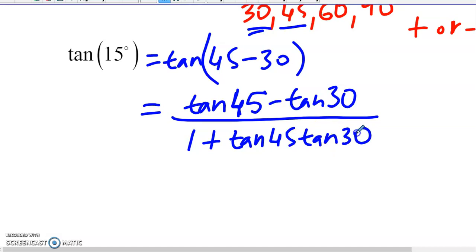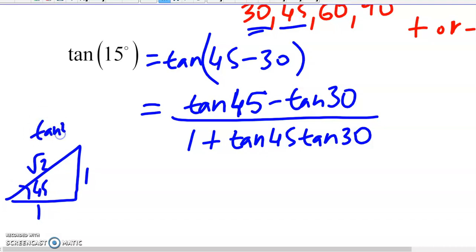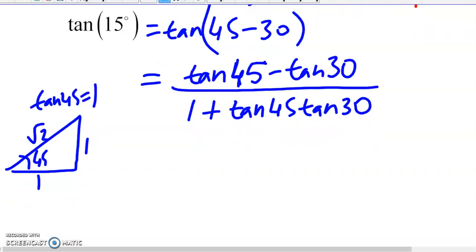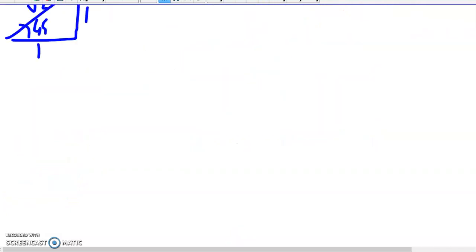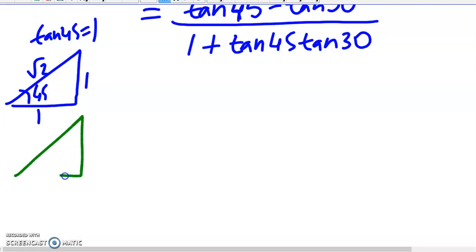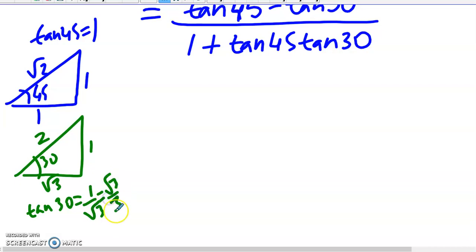Okay, so let's draw our triangle. So 1, 1, square root of 2, this is the 45. And so the tangent of 45 is equal to 1. And then the other triangle, I need a 30. So 1, square root of 3, and 2. So the tangent of 30 is 1 over square root of 3, or square root of 3 over 3.